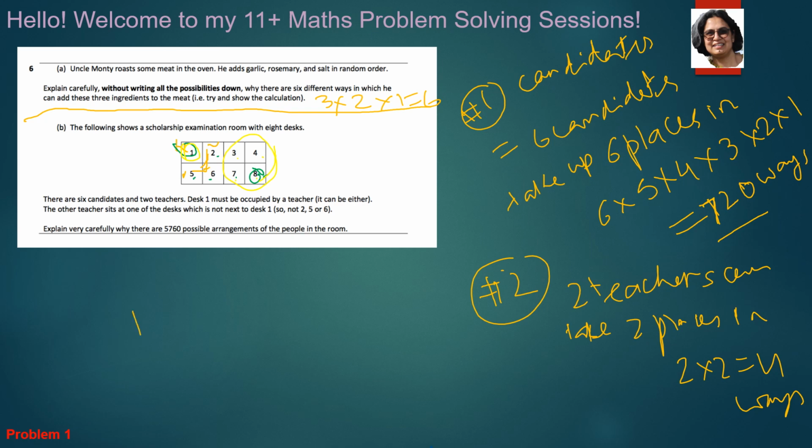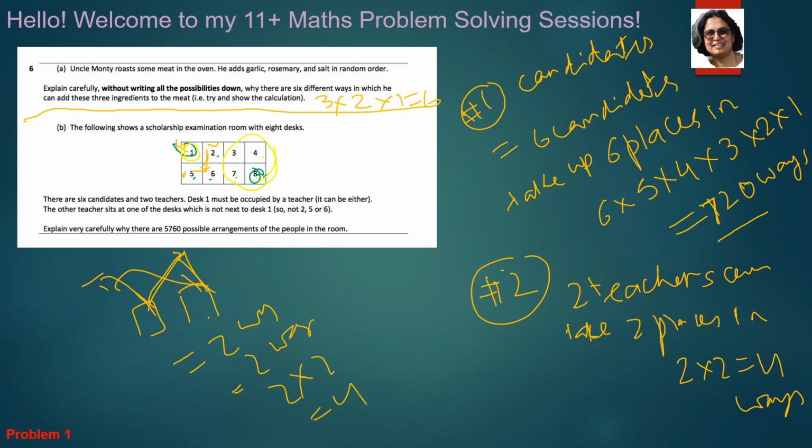One teacher will take 2 desks. So this is a teacher. When you sit here, that's 2 ways. If there's another teacher, they can also take either this or this, that's another 2 ways. So it's 2 times 2, that is 4 ways, because there's no order here. So this part is done.